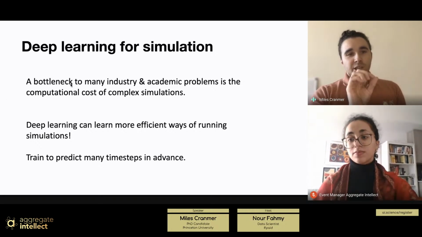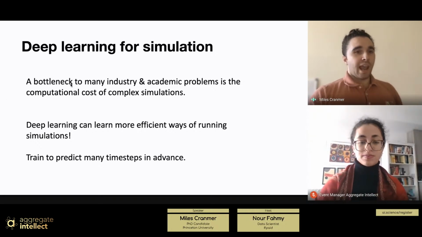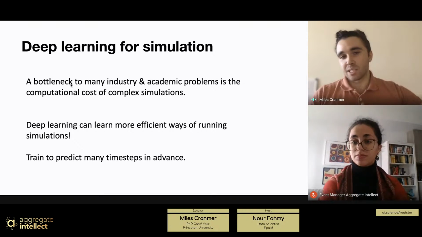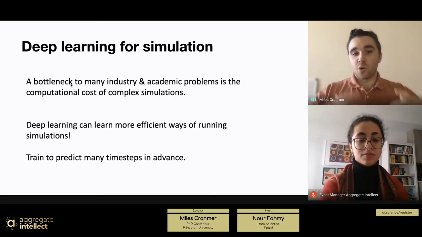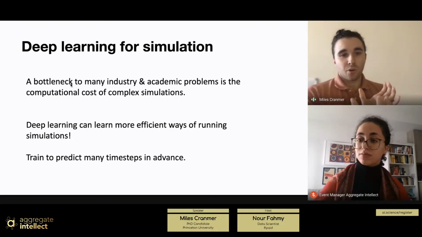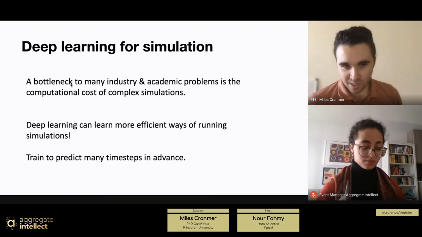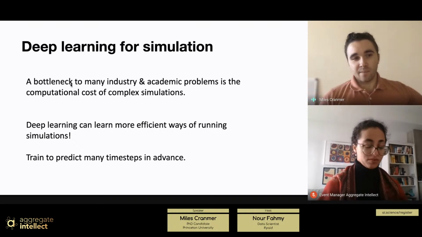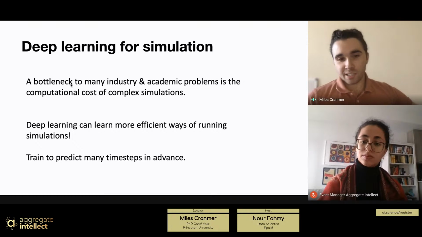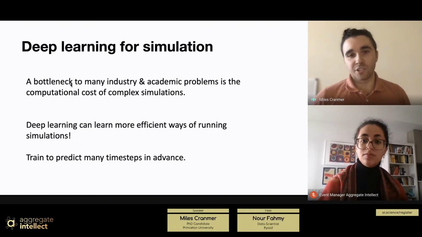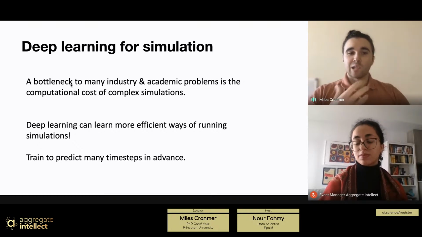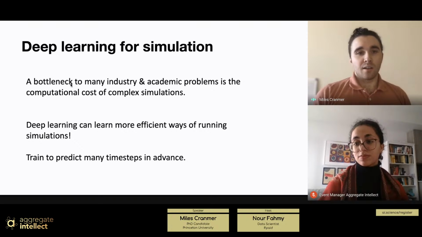So you basically take your neural network and try to predict many time steps in advance. This turns into a prediction problem. Your input data is your initial state of the simulation, and the final data, which you want to predict, is the final state of your simulation. It'll basically learn to do this in an efficient way.